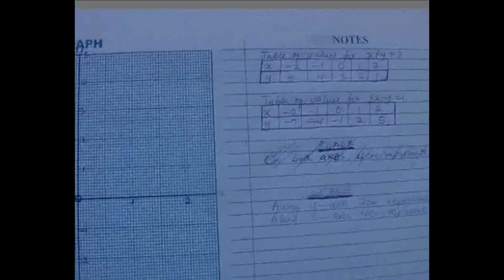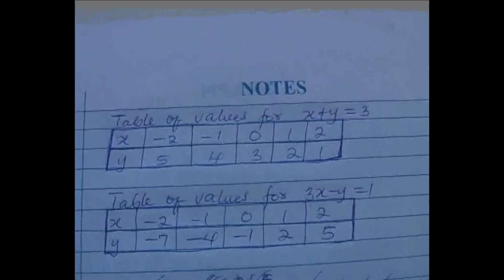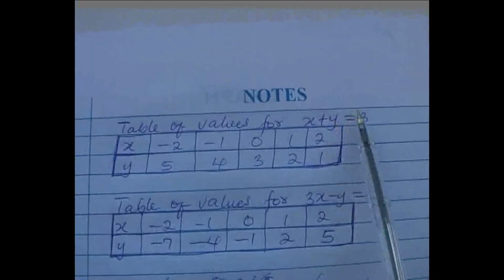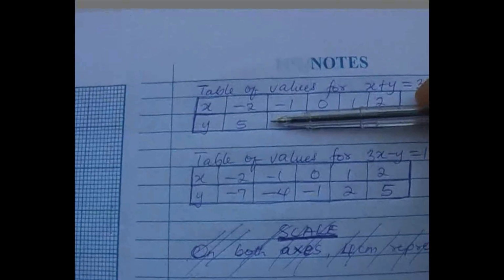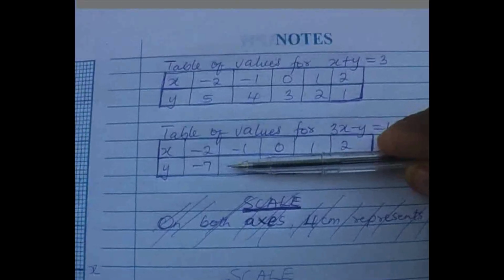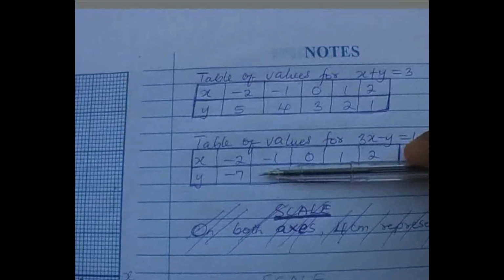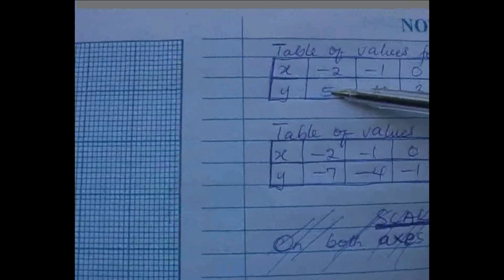Now the next thing is the plotting. Let's first of all plot the first equation, x plus y is equal to 3. So we're going to use this table of values, and that was why I told you to copy down this table of values in an exercise book, so that when I'm plotting now, you will be looking into that exercise book. Now we are going to plot the first value here, -2 for the value of x and 5 for the value of y.